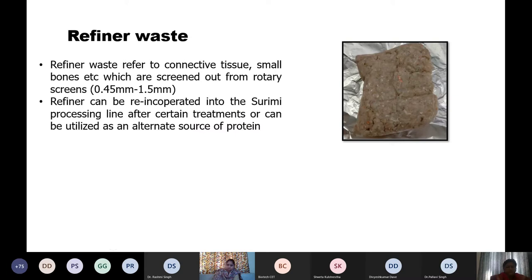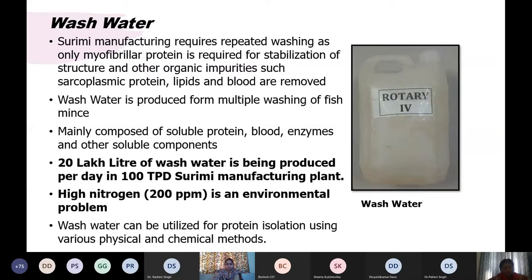Refiner waste is a waste which comes from the surimi production, and it contains a lot of good protein. Then I was telling you that it not only produces a lot of fish waste material, but it also produces a lot of waste water. Water is a very critical point, because what we use here is very good quality water, because it's a food which we are producing. We cannot use any other type of water.